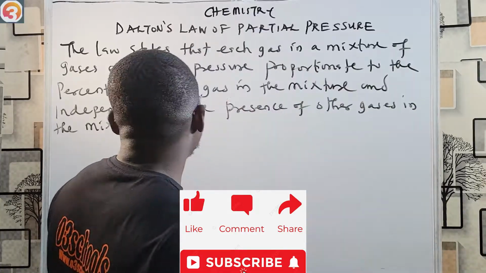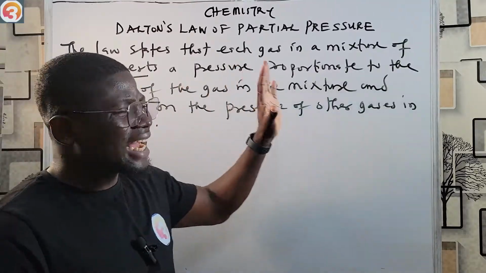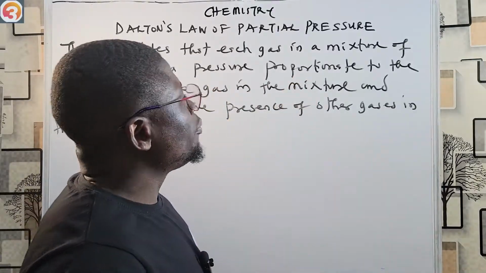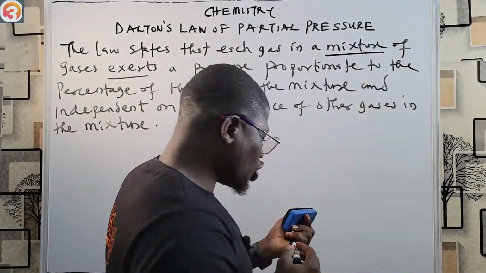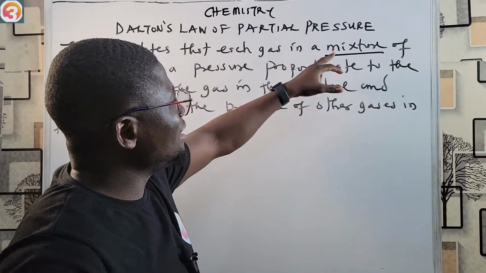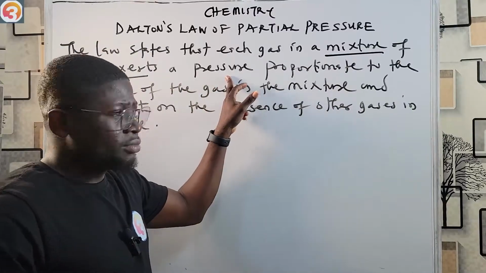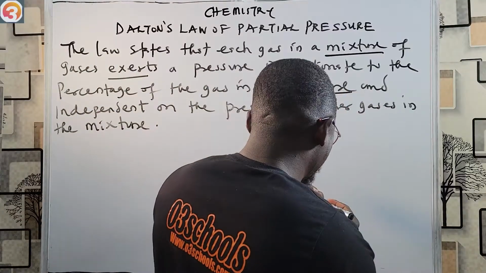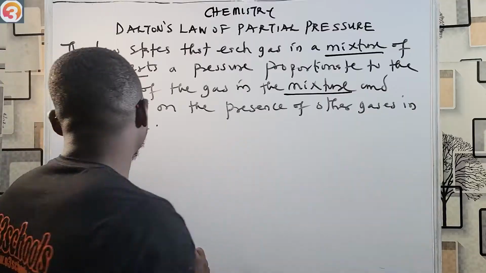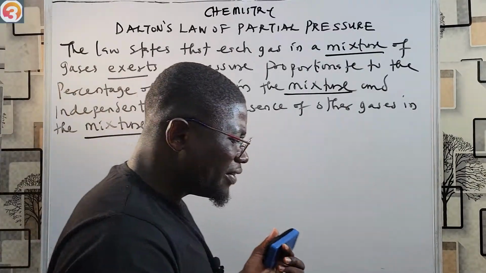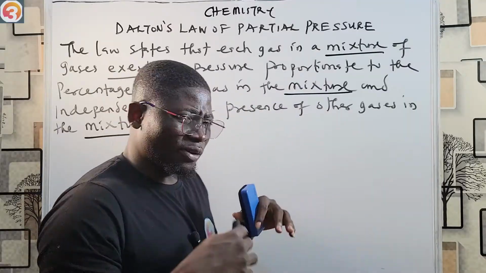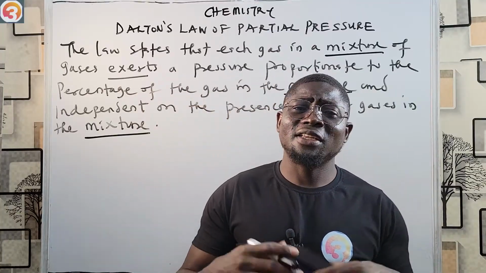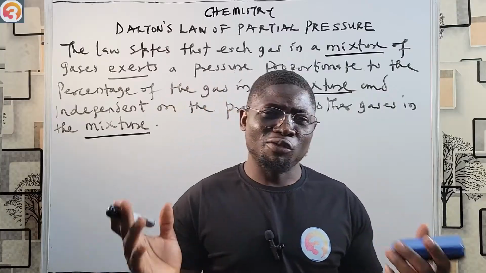Now, Dalton's law of partial pressure: the law says that each gas in a mixture of gases exerts a pressure proportionate to the percentage of the gas in the mixture, and independent of the presence of other gases in the mixture. Please note, it is a mixture of gases. It is very simple as ABC. A lot of JAMB students tell me that the law is very difficult and how to solve questions on it is very difficult. Well, you have come to the right place.